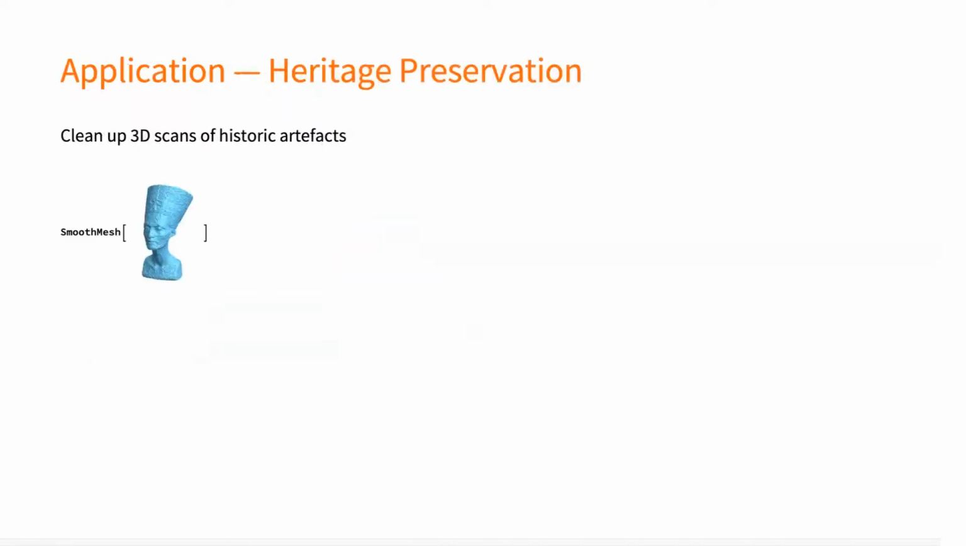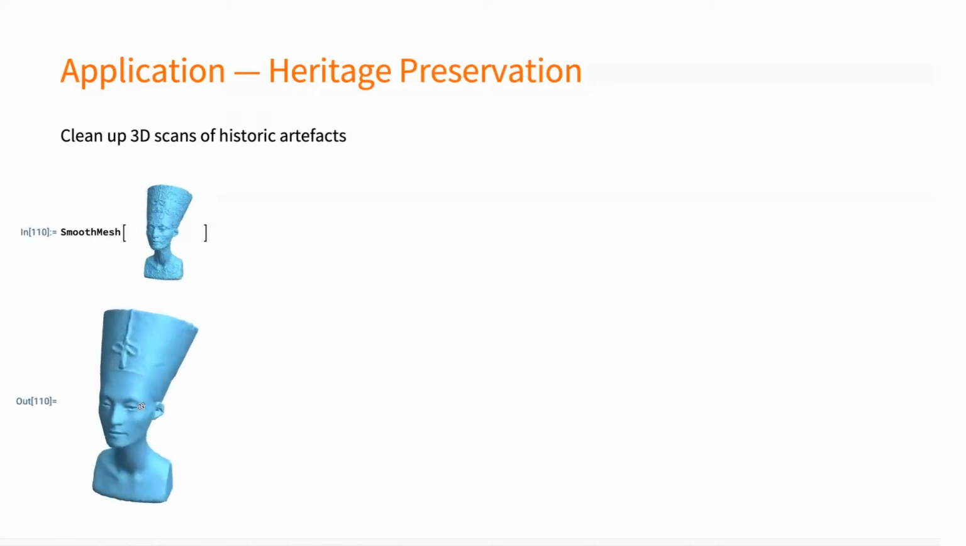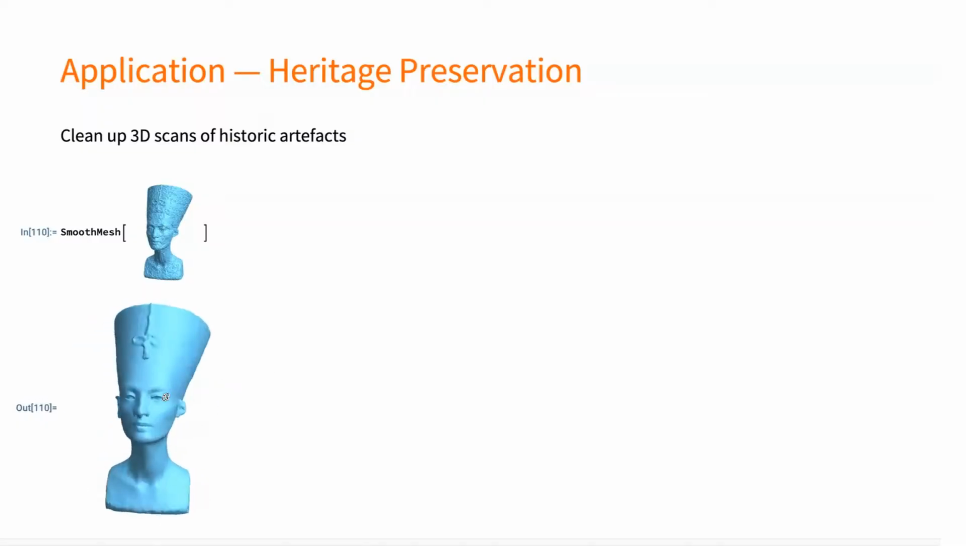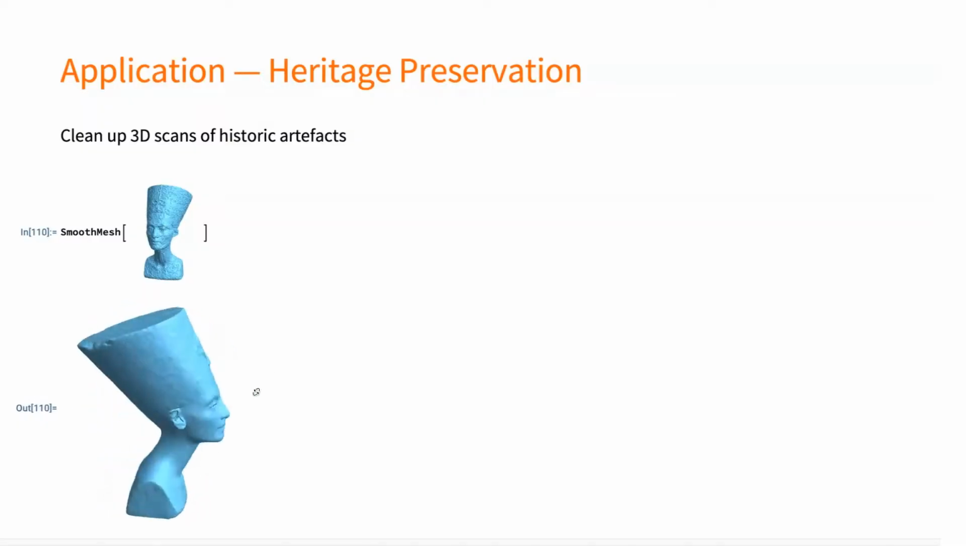One application of this is heritage preservation. We often want to 3D scan historic artifacts in order to better preserve them digitally and allow more people to experience them. For example, here, we can use our new function, smooth mesh, and apply it to this very noisy artifact scan. After doing so, we get a much smoother mesh that looks much more like the original model.